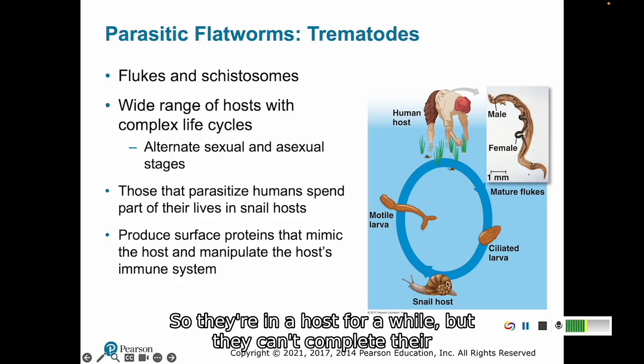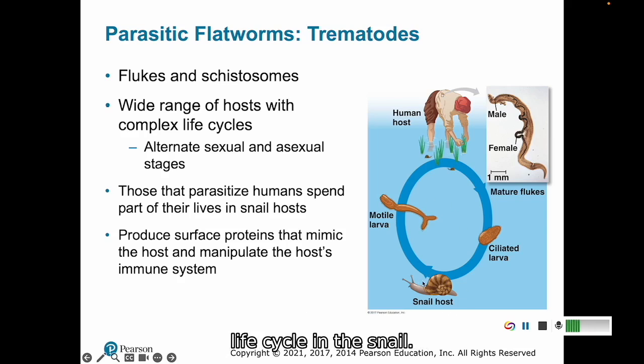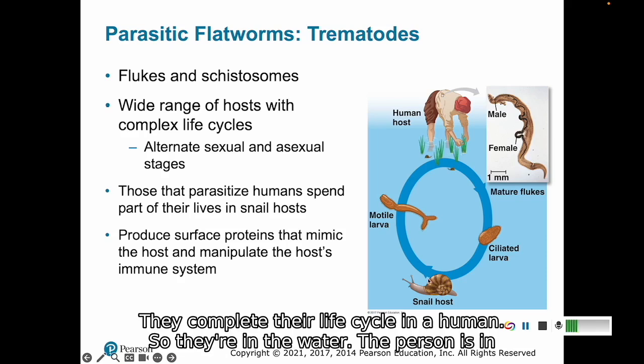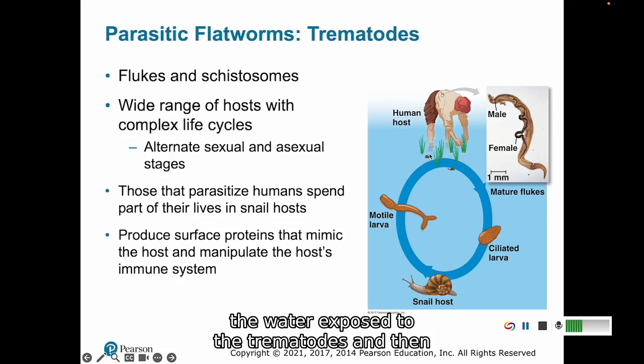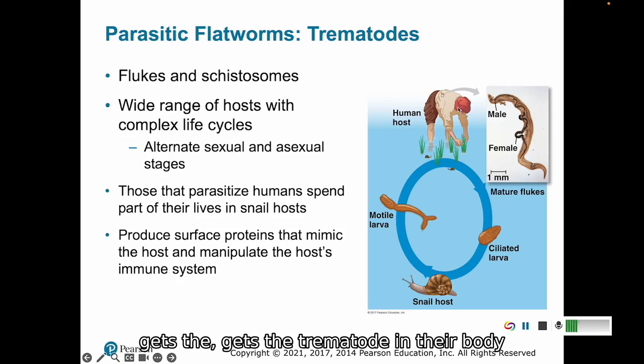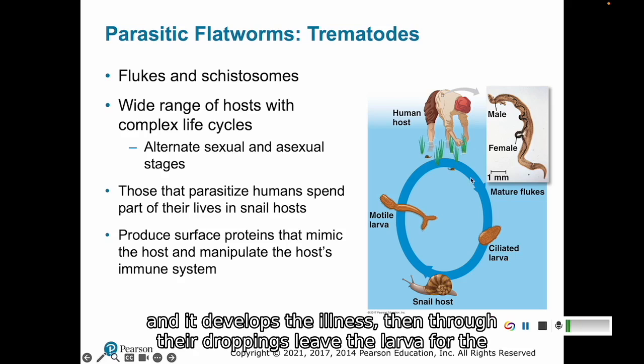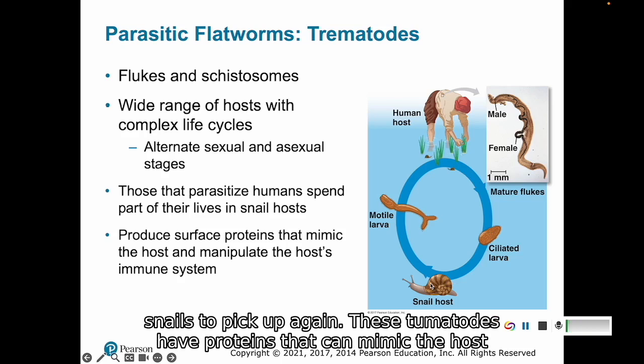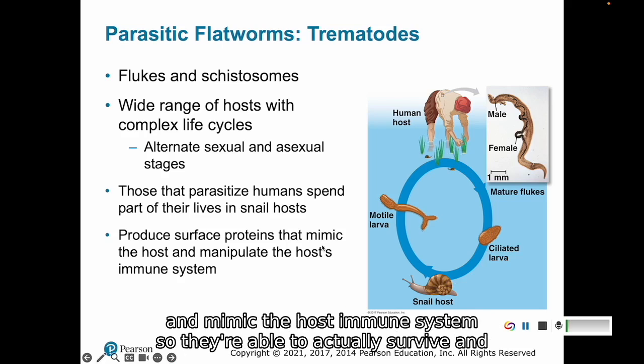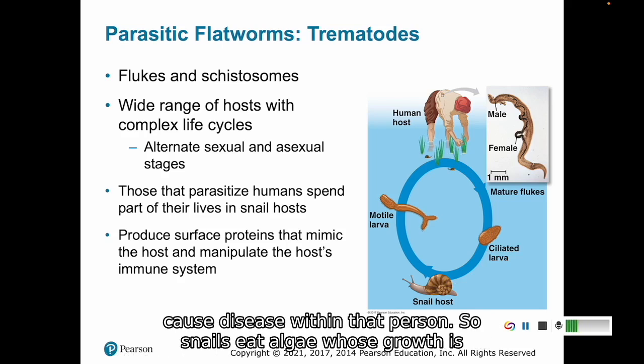They're in a host for a while, but they can't complete their life cycle in the snail. They complete their life cycle in a human. So they're in the water. The person is in the water, exposed to the trematodes, and then gets the trematode in their body and it develops the illness. Then through their droppings leave the larva for the snails to pick up again. These trematodes have proteins that can mimic the host and mimic the host's immune system, so they're able to actually survive and cause disease within that person.